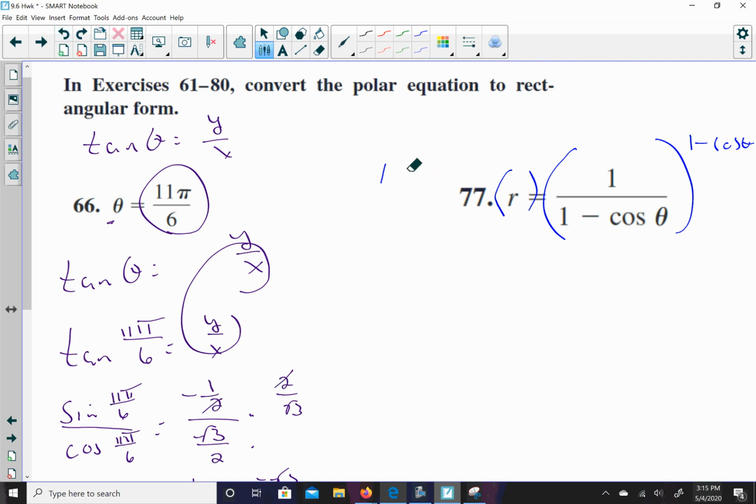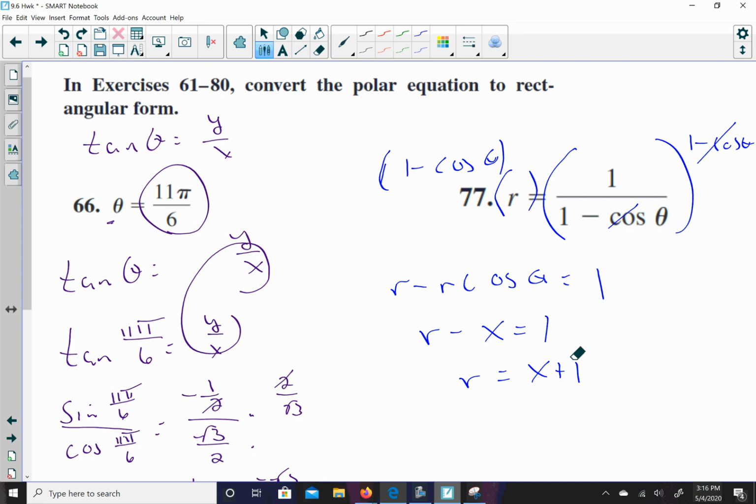So when I do that, I'm going to end up with r times, so this will be r minus r cosine theta. And then over here, these will simplify, and that's equal to 1. I remember that r times the cosine theta is equal to x. So I'm going to have r minus x is equal to 1. Bring the x over the other side, so I'm going to have r is equal to x plus 1.